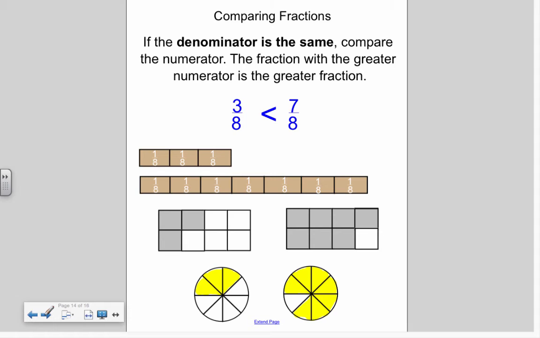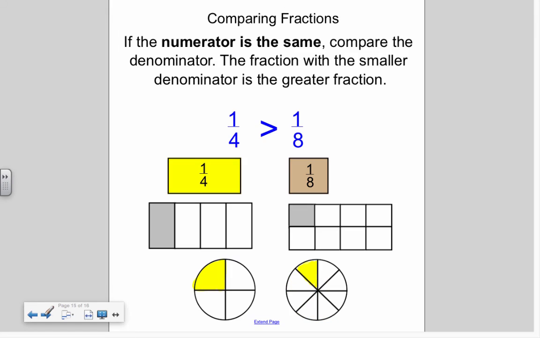If the denominator is the same, compare the numerator. The fraction with the greater numerator is the greater fraction. So if we have the same denominator, you're thinking about how we have the same sized piece. The larger numerator means you have more of those pieces.